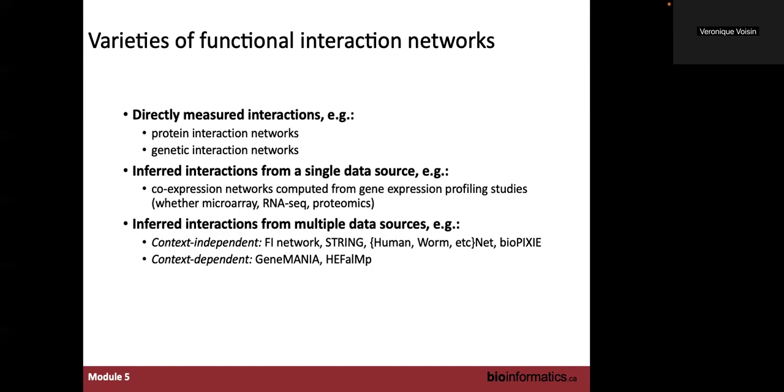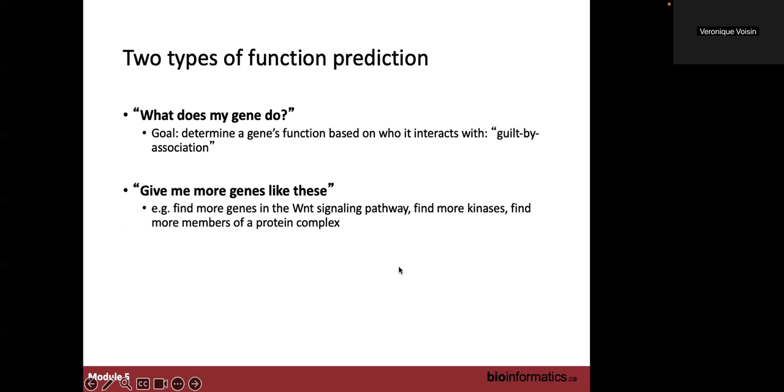And sometimes this inferred interaction from multiple data sources can be context dependent, and that's what we are going to see with GeneMANIA. So when we have these networks, what are we going to do with them? We will use them to answer two types of questions. What does my gene do is the first question, and give me more genes like this is the second question.